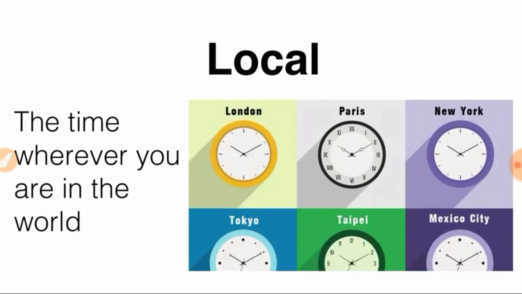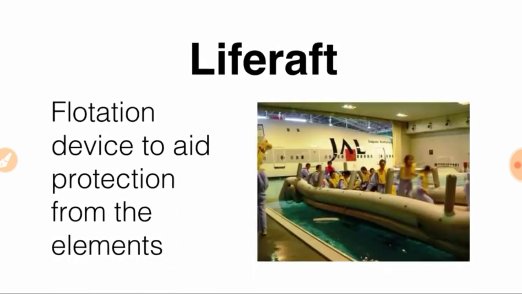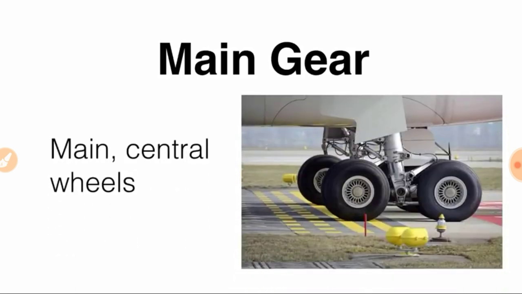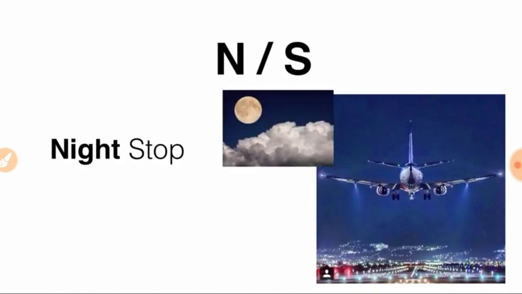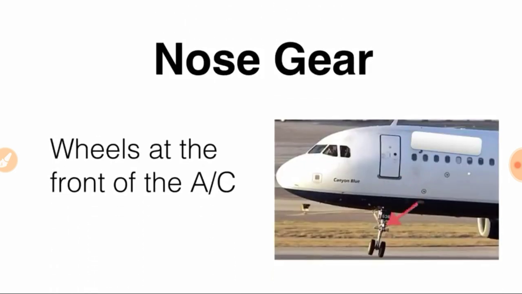Local, the local time, the time wherever you are in the world. Life raft, flotation device to aid protection from the elements. Main gear, main or central wheels. Mid, middle of the aircraft, example mid-cabin. NS, night stop. Nose gear, wheels at the front of the aircraft.